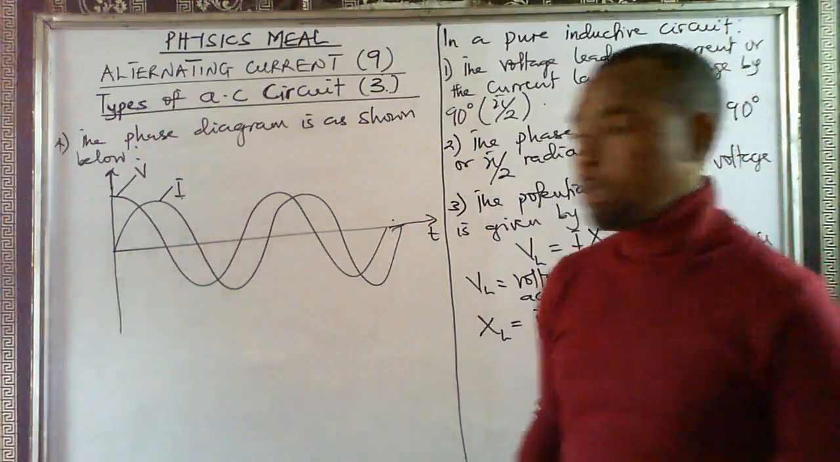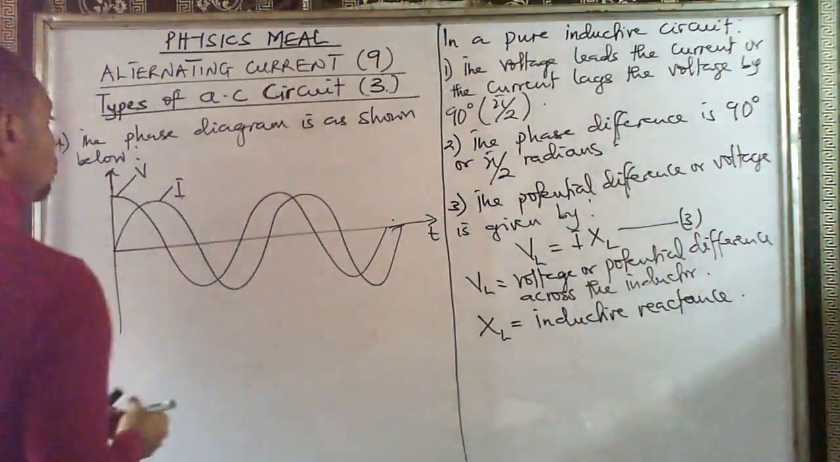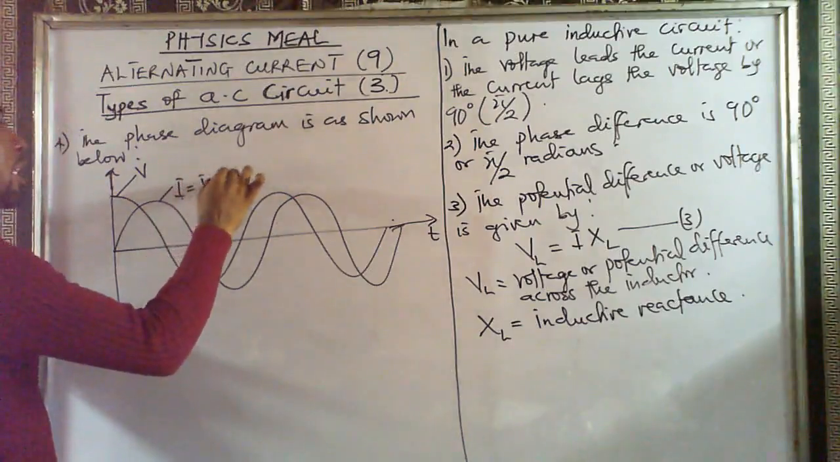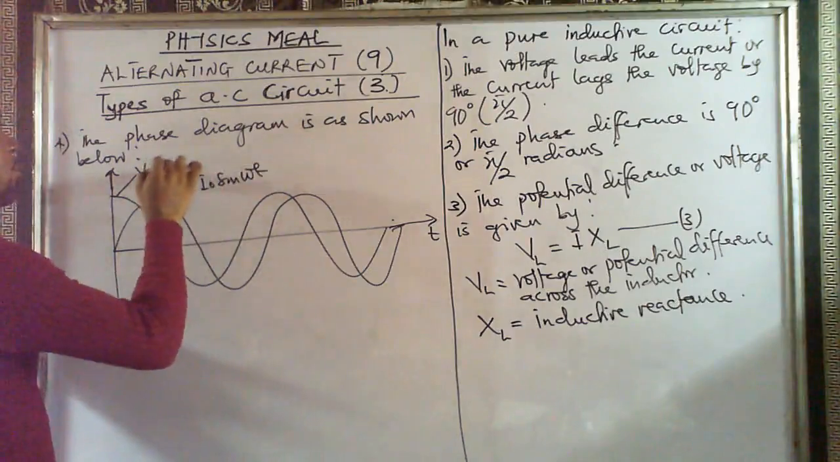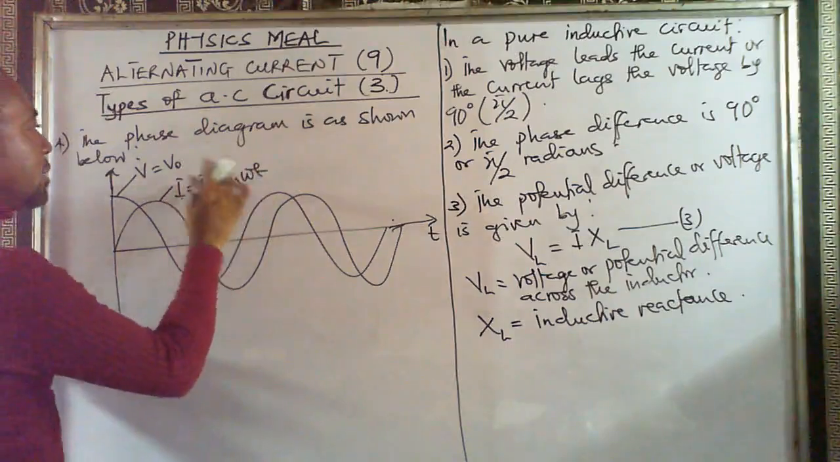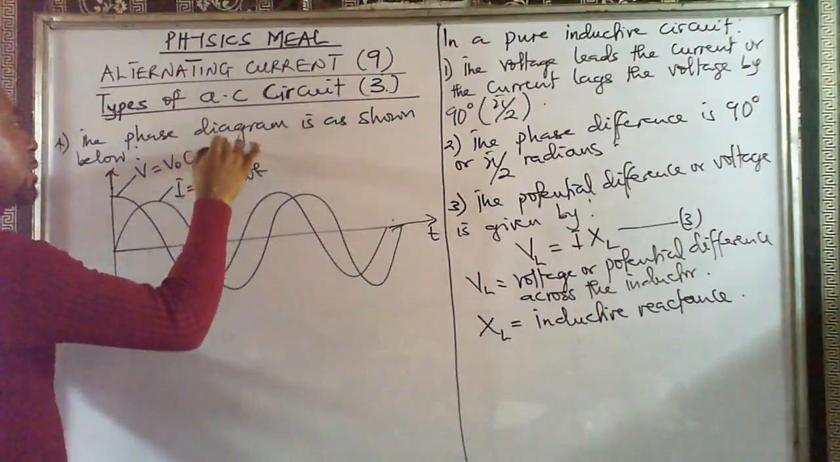Now, I also talked about two equations. Here, the current is going to be I naught sine omega t, and the voltage will be V naught cos omega t.